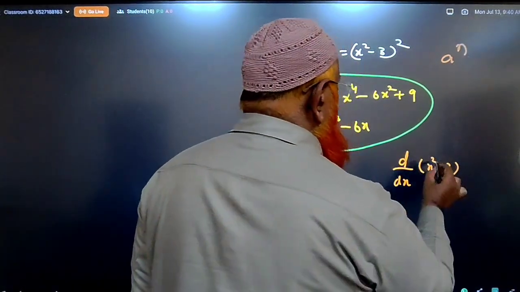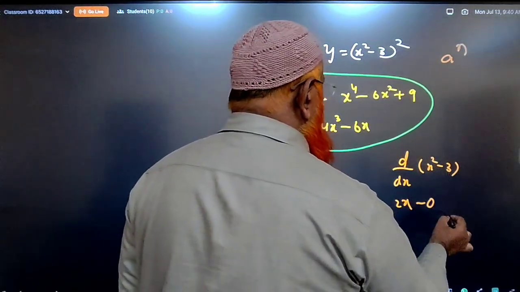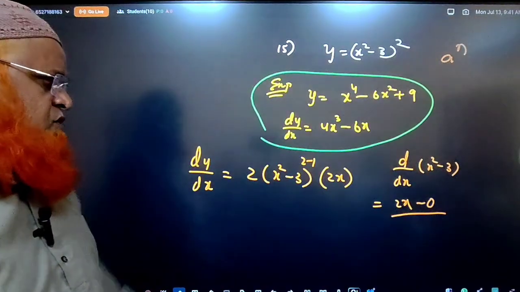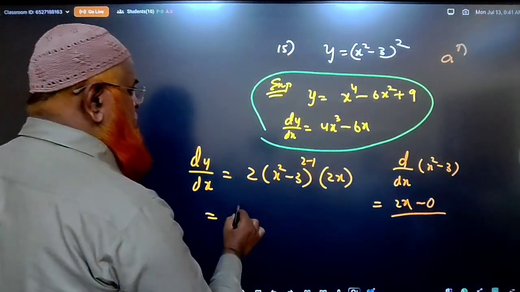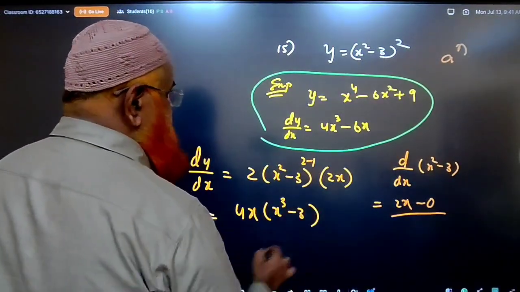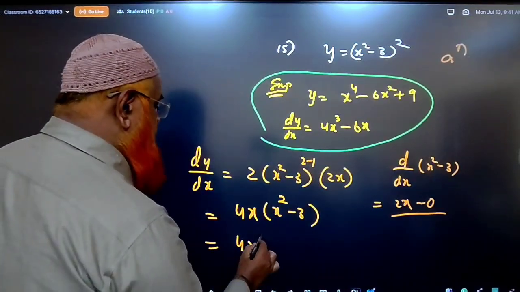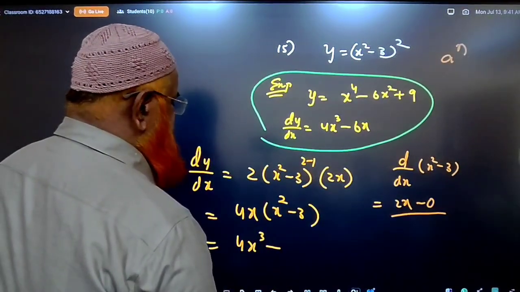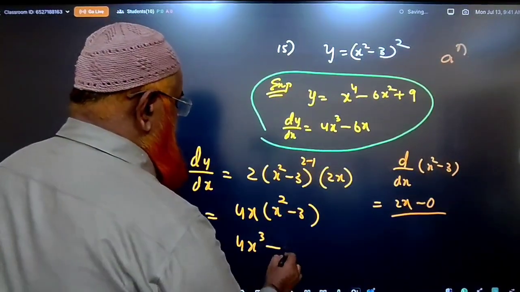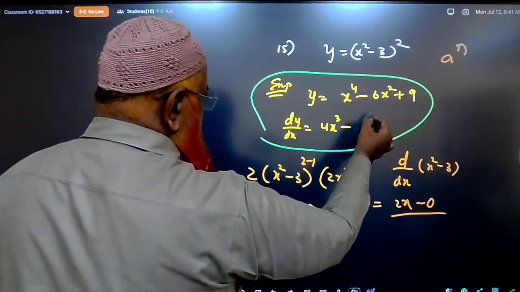So inner layer if you do, d by dx of x square is going to be 2x, and d by dx of minus 3 is going to be 0. So what is left now? Again 2x is left. So with power and this you will do. So what are you going to get now? It's going to be 4x into x square minus 3. So therefore it is going to be 4x cube minus 12x. Did I make any mistake? This is 2x, power of 2 minus 1, means 6, 12x.